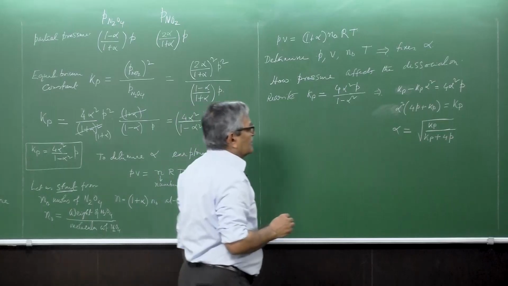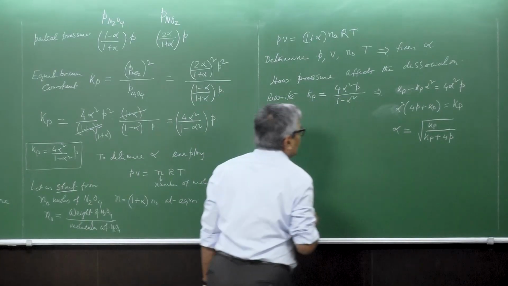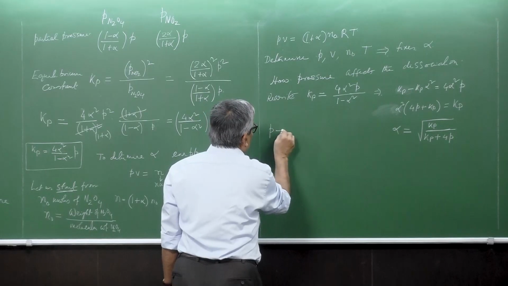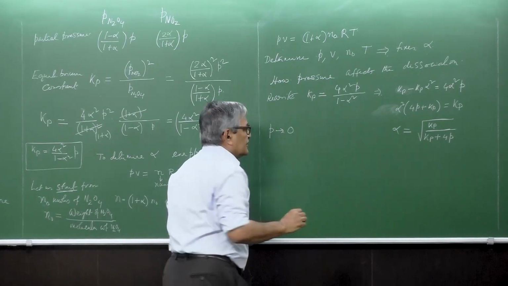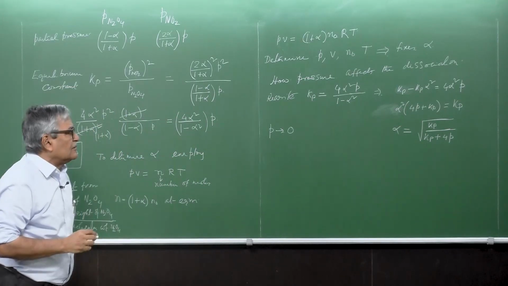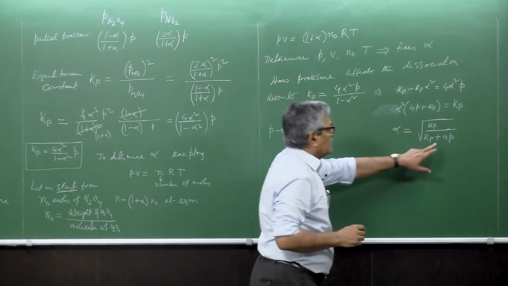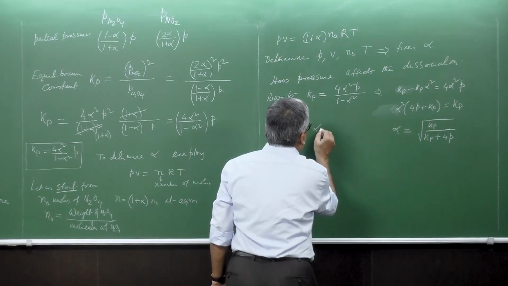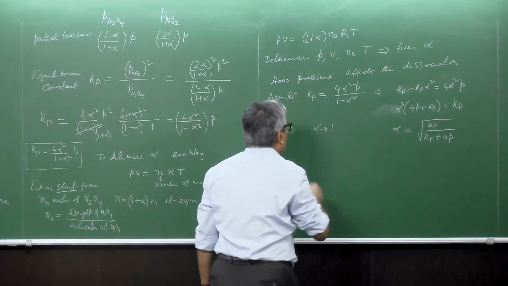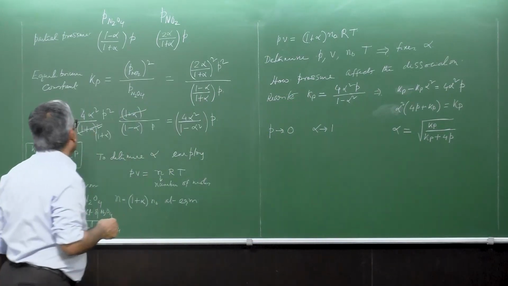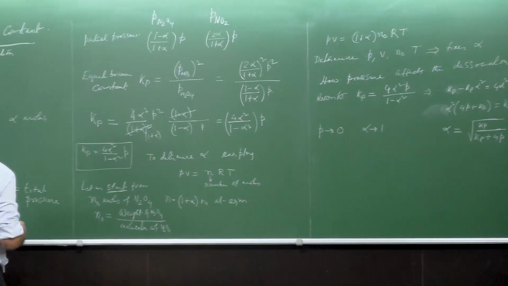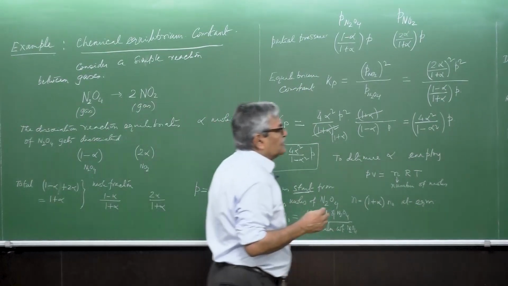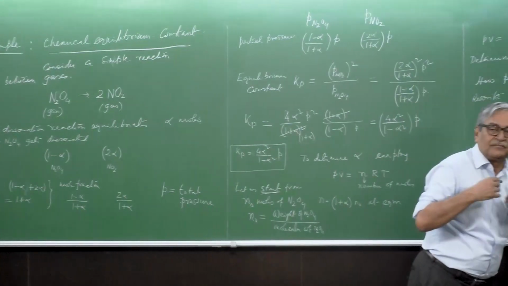So this means what? That if P tends to 0, so this is a very simple condition. If your pressure tends to 0, you decrease your pressure, then what will happen? If you decrease your pressure, this alpha goes to 1. Alpha goes to 1 means what? Alpha goes to 1 means this is 0. So N2O4 gets completely dissociated. So the reaction is highly favored.